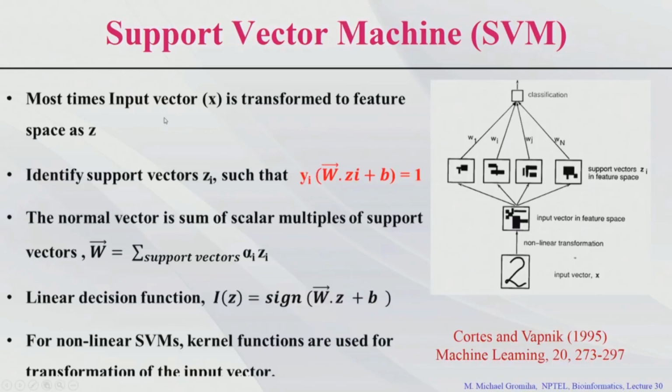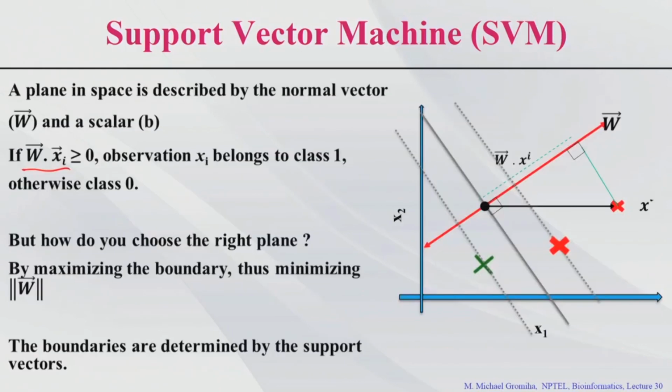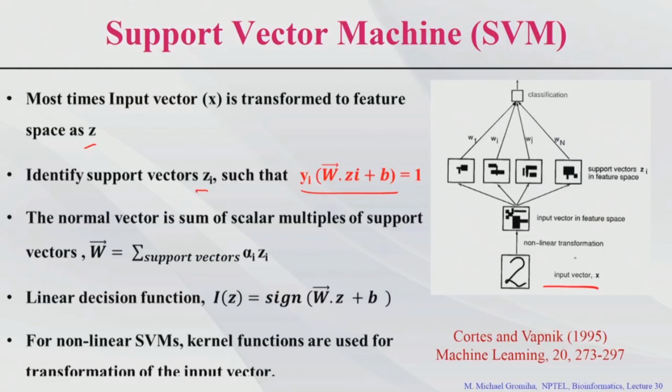So, how does it work? For example, many times the input vector is transformed to a feature space, like z space. Then you can identify the support vectors zi in such a way that yi of w times zi, these are your support vectors, plus b, a constant, is equal to 1.